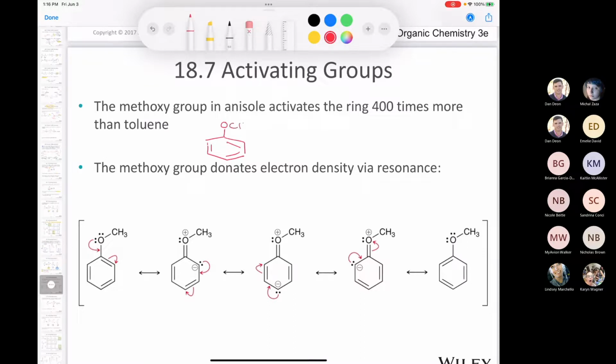Anyhow, anisole is this compound here, methoxybenzene.